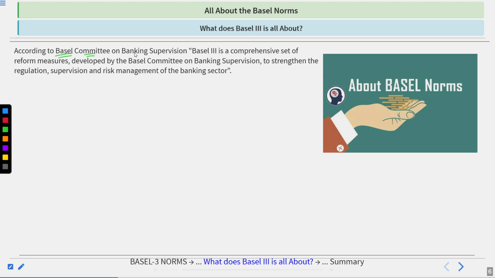According to the Basel Committee on Banking Supervision, Basel III is a comprehensive set of reform measures developed by the Basel Committee on Banking Supervision to strengthen the regulation, supervision, and risk management of the banking sector. Three things: regulation, supervision, and risk management. Got it?